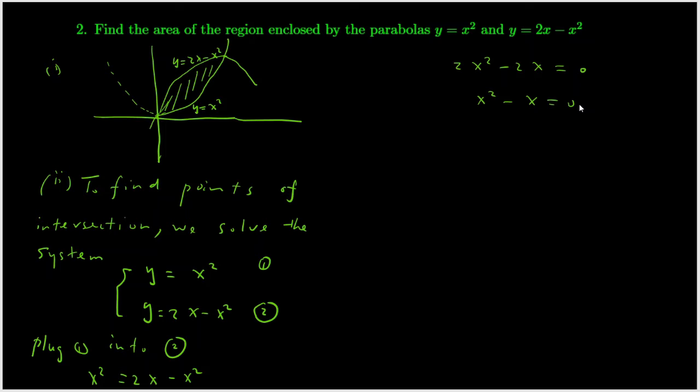To solve a quadratic equation, we factor the equation. The factored form is x times x minus 1 is equal to 0. Using the factored form, we can get the solution to the equation, right? The quadratic equation has two solutions. One solution is x equals 0. The other solution is x equals 1.